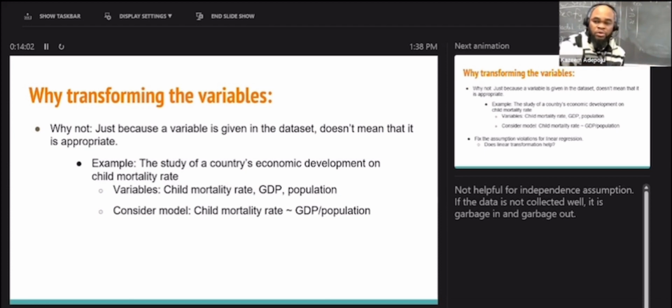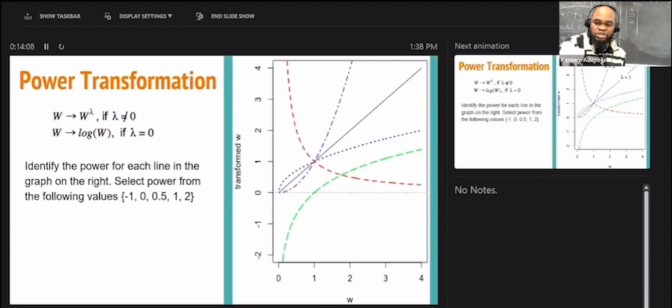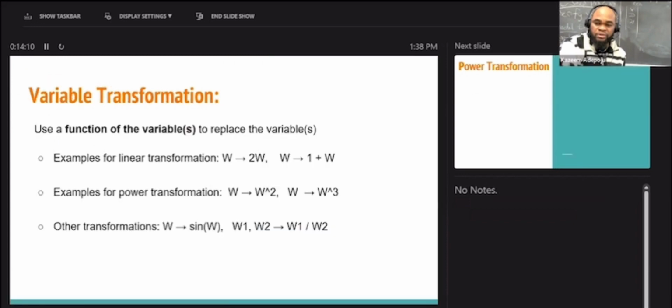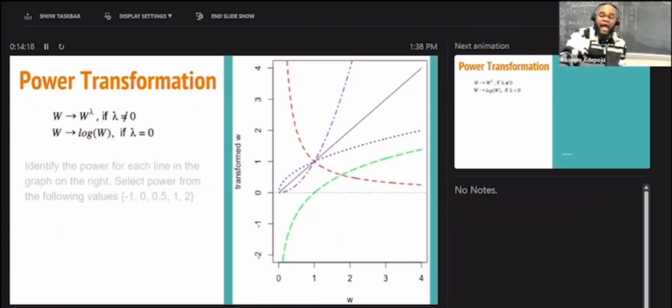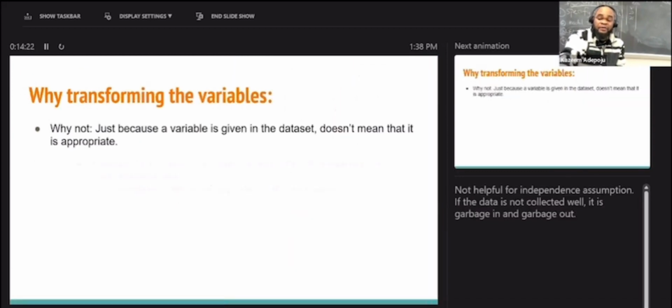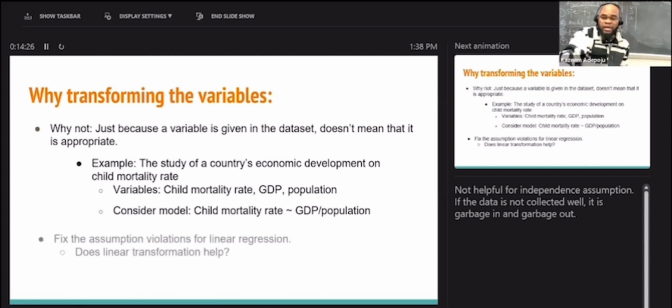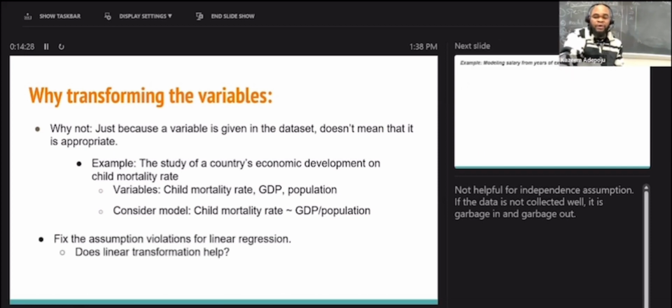Now, what do you think I'm doing here? GDP over population. I'm actually doing this. Let me walk you back to see: W1 over W2. Do you see the ratio transformation? That's exactly what I'm doing. So it's more or less like I basically want to put my variable in an appropriate form. Another reason why we do transformation is to fix a problem.